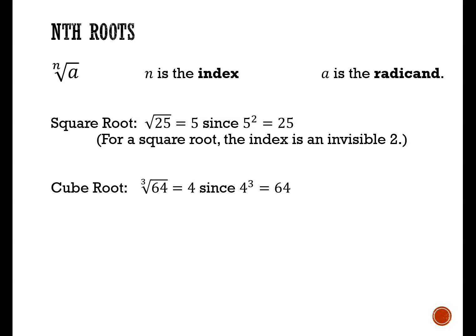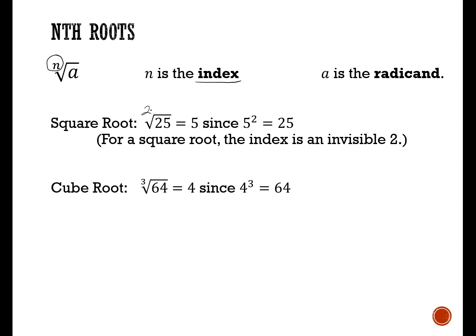Okay, the next part of this video is on nth roots. We've already talked about square roots, but there are other roots, and they would be noted by this number here in that N position. It is called the index. A, as we've already talked about, is called the radicand. When you have a square root, you do not see the index. It is actually an invisible 2. You just don't see it written.